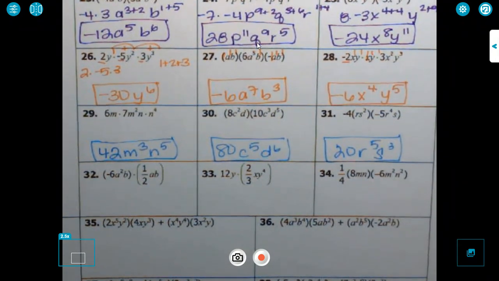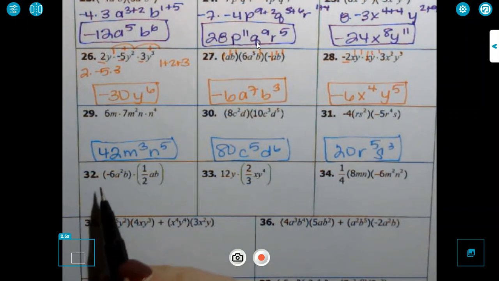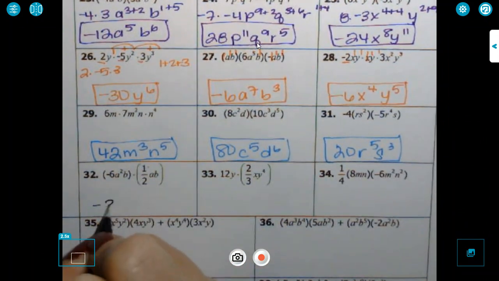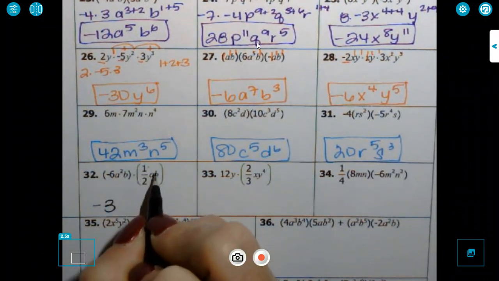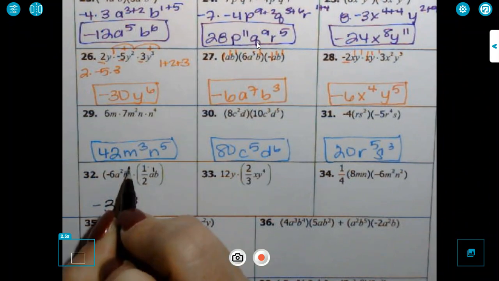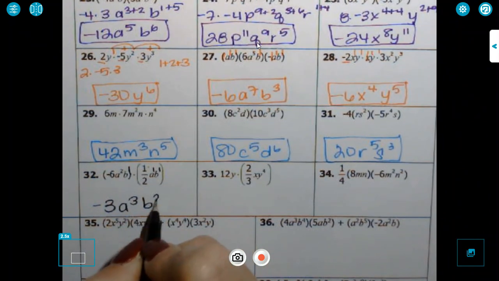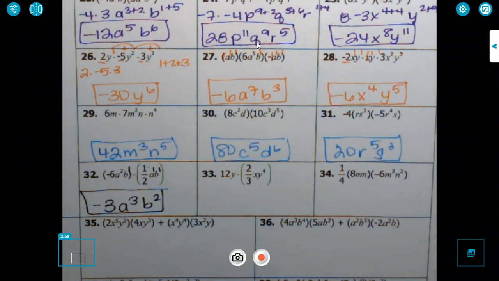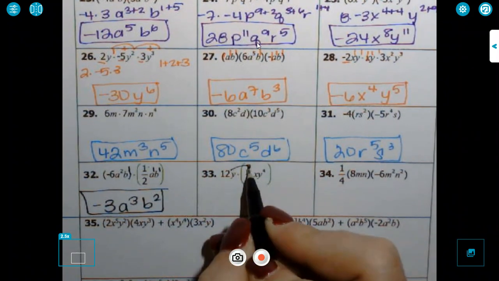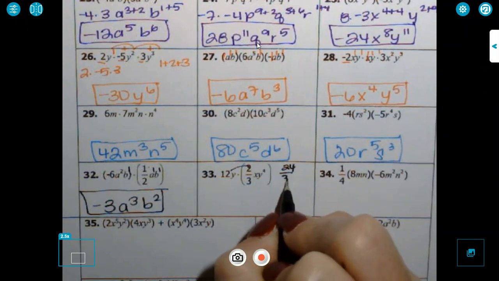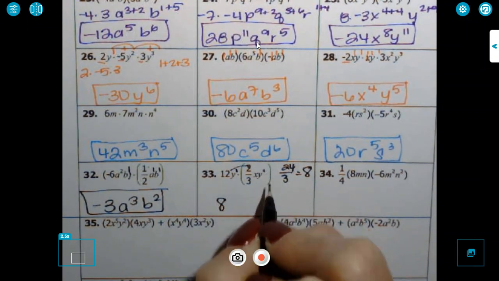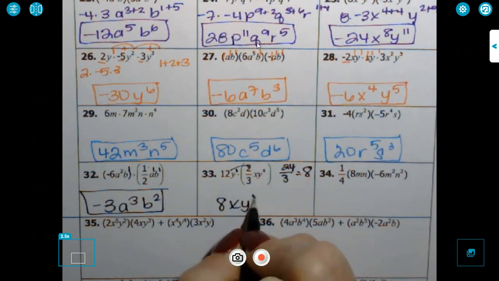Okay. Down here with these fractions, same thing, just using your multiplication of fractions rules. Basically, I'm doing -6 times 1, which is -6, divided by 2 is -3. So -3 is my number. I got a squared and a to the first, which is a to the third, and b to the first and b to the first is b to the second. Again, because we're multiplying, we're adding those exponents. All right, 12 times 2 gives me 24. 24 divided by 3 gives me 8.